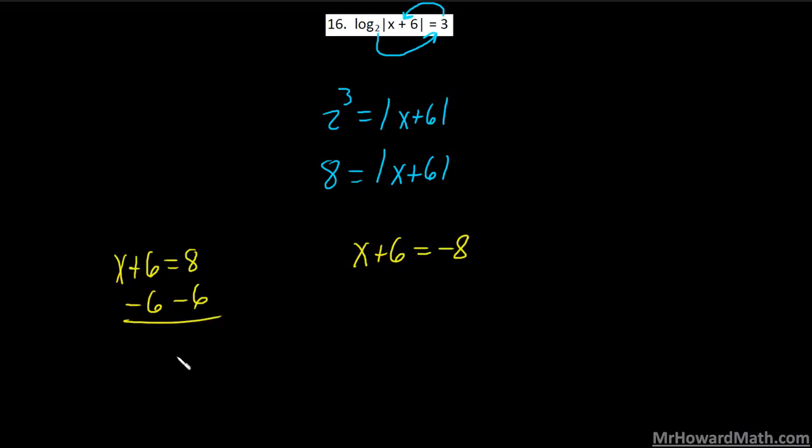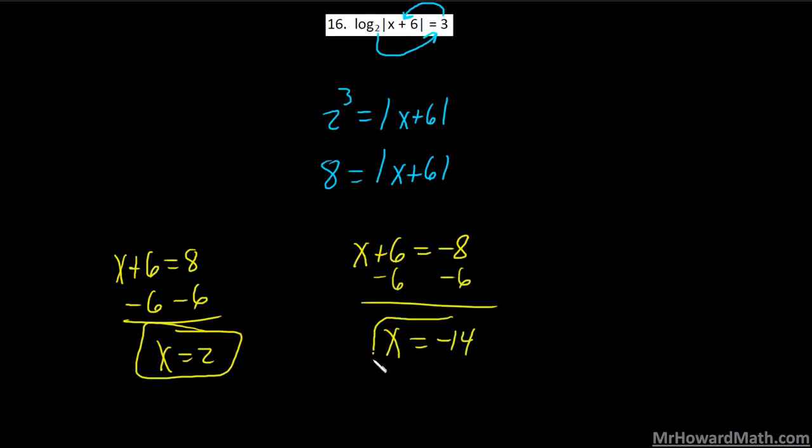So subtract 6, x equals 2. That's one possible answer. And subtract 6, and we get x equals negative 14. So we have 2 answers on that one, 2 and negative 14.